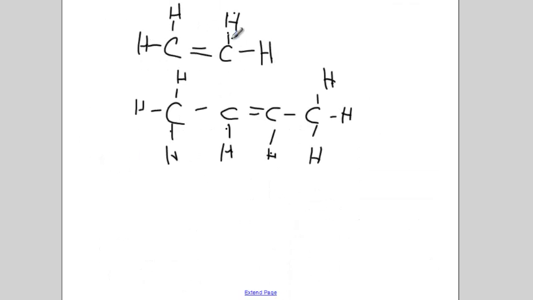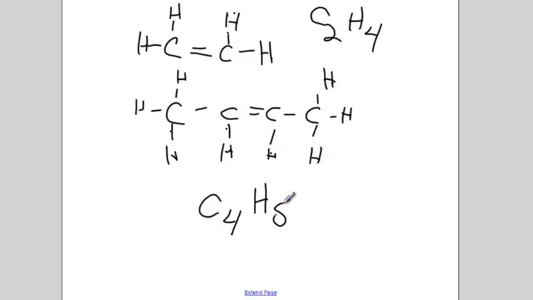For example, let's take a look at these 2 organic compounds. This guy here has 2 carbons and 4 hydrogens. That's C2H4. This guy here, 4 carbons, 5, 6, 7, 8 hydrogens. Both of these are perfectly valid organic compounds. They exist. They have totally different properties. They have different names. This one would be called ethene. This one would be called a butene.